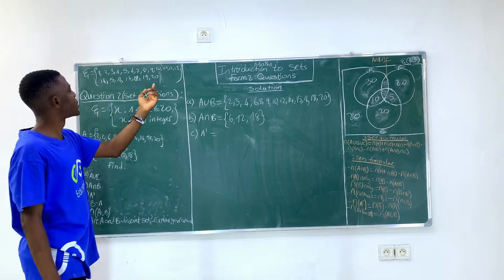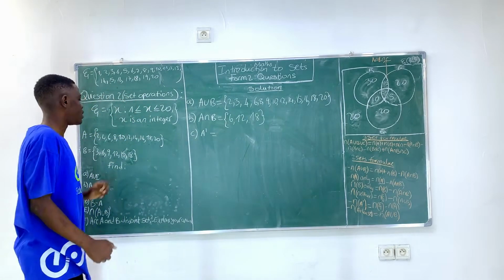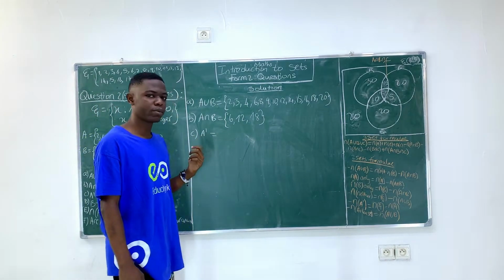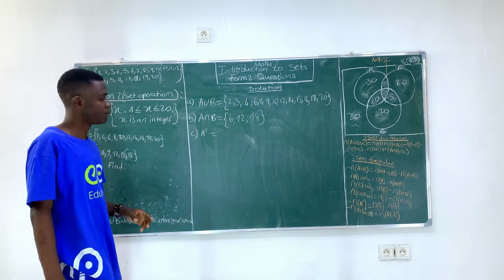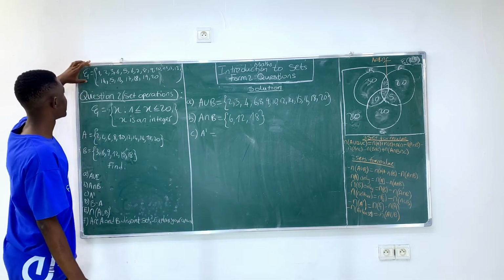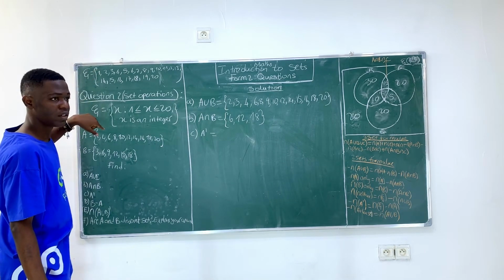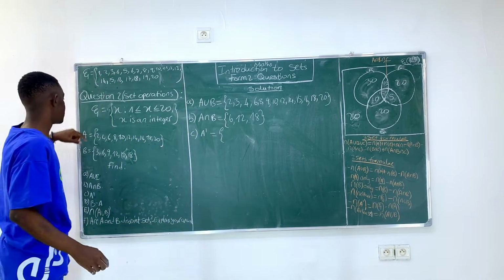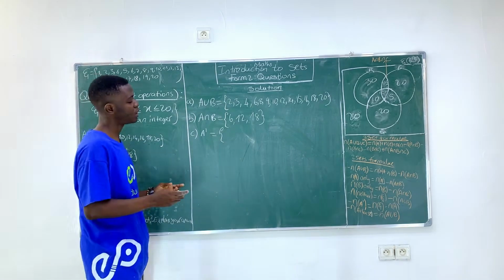So this is our universal set, our sample space, our ancestor. A prime means everything that is not in A, which is found in our universal set. So you check here in your universal set and see if there is anything which is not found in A. If that is the case, you write it here. But if it is found in the universal set and also is in A, then it is not A prime, because A prime is everything which is not in A.